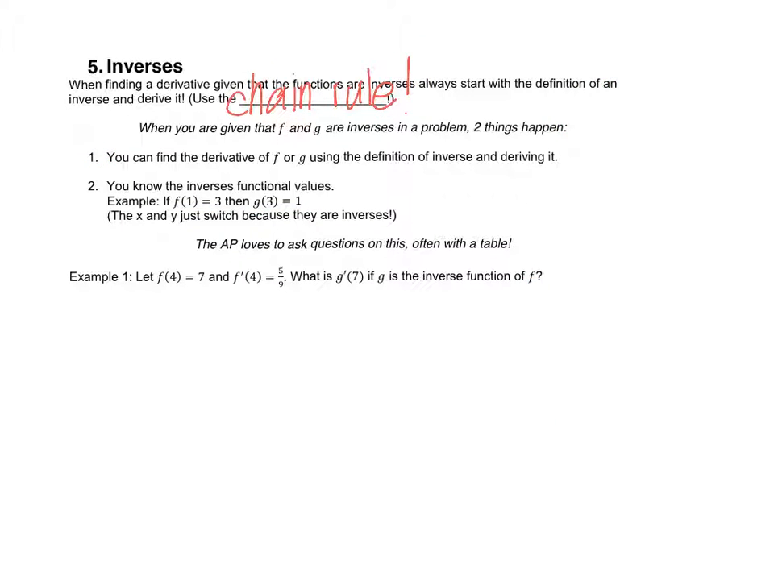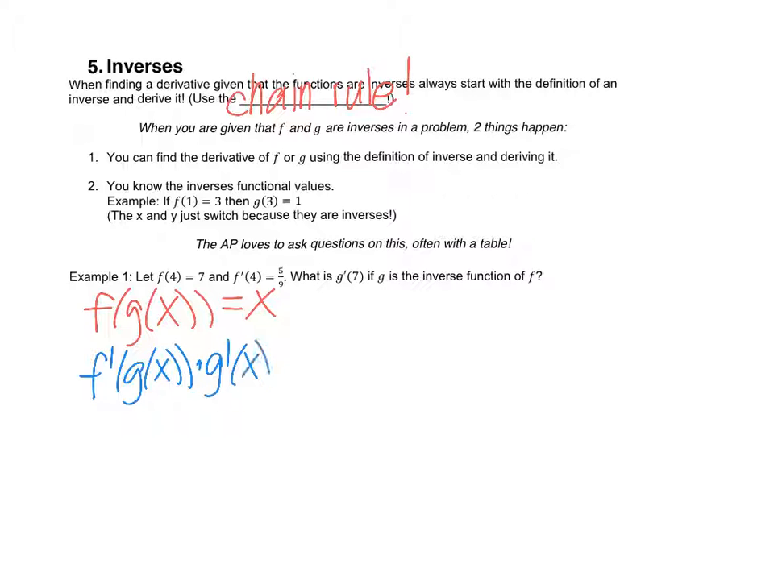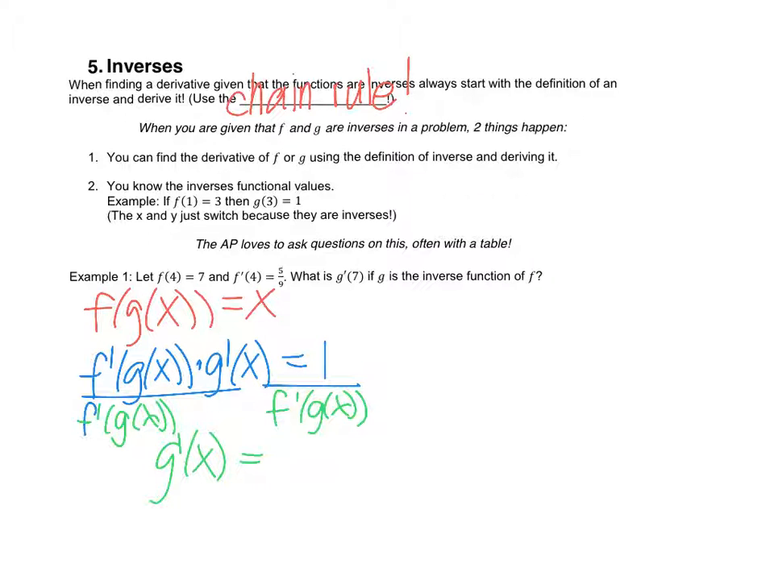So I'm going to start with my f of g of x is equal to x formula because I know that they're inverses, right? And I want to find g prime, so I put the g in the middle because I know I'm going to take the derivative of the inside. So chain rule to unbreak this, I have the derivative of the outside, keep the inside the same, times the derivative of the inside is equal to 1. Now let's solve for that g prime of x. So I'm going to divide on both sides by that f prime of g of x. So I know g prime of x is equal to 1 over f prime of g of x.